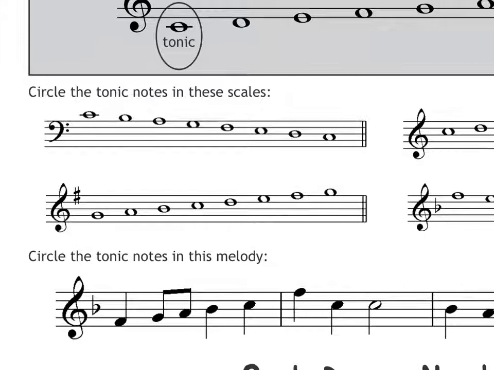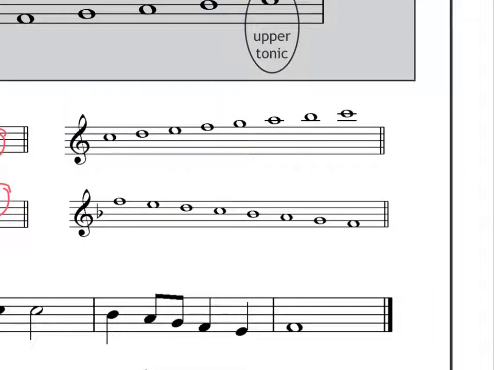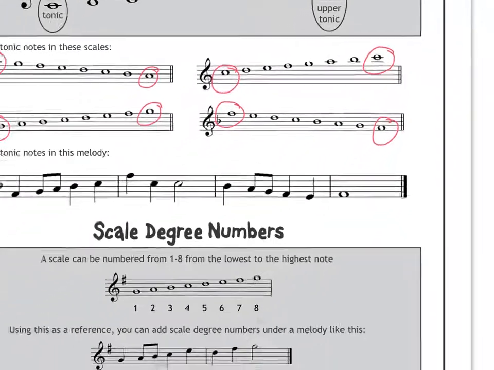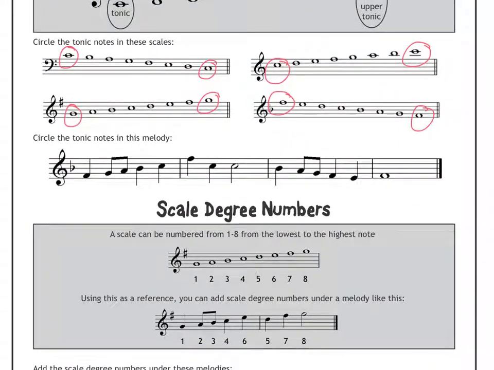For all of these scales, you're simply going to circle the first and last note of each of these scales, right? What could be simpler? Okay, we're in the key of C major here. Whoops, sorry. In the key of C major, C is my tonic, C is my tonic. And then in the key of F major, F is my tonic note, and F is my tonic note. All right? Okay.